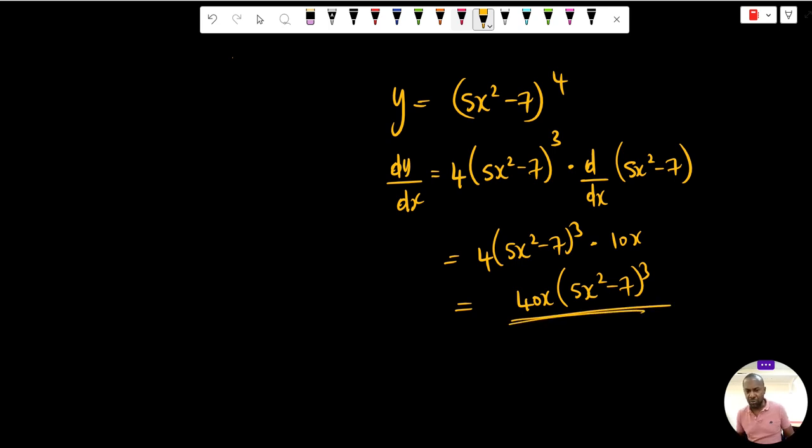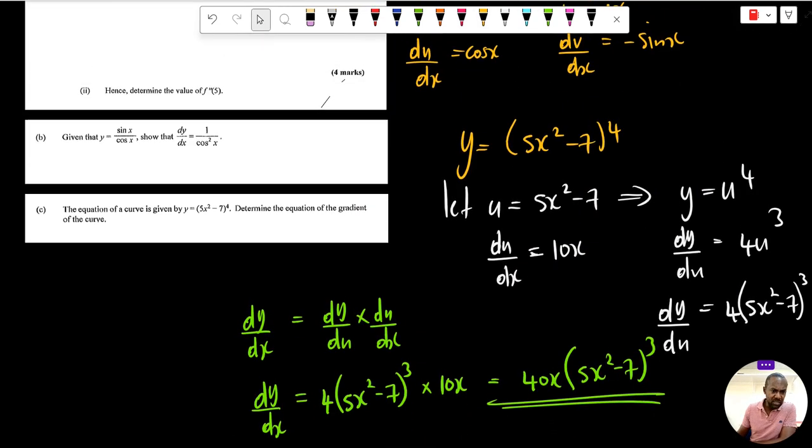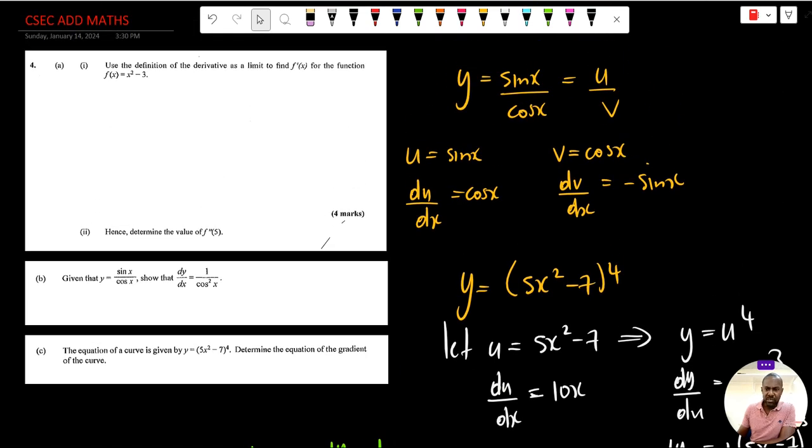And that right there is the gradient function of the curve y equals 5x squared minus 7 to the power of 4. And this would allow us to find the gradient at any point on the curve by substituting the x-coordinate into the gradient function. So this is the end of part C of the question, and the end of question 4 from CSEC AdMaths 2024.